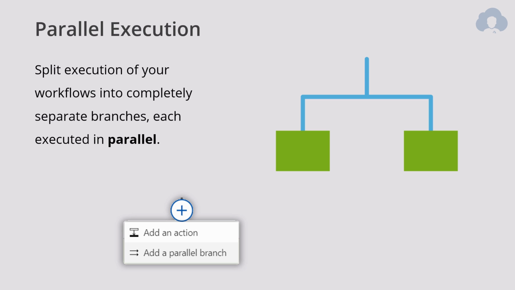This is a way for you to split your workflow into two separate parallel branches. Each branch is executed separately without affecting one another, so it's a great way to also handle some exceptions. So with this, we can actually go straight to the portal and showcase this parallel execution demo.